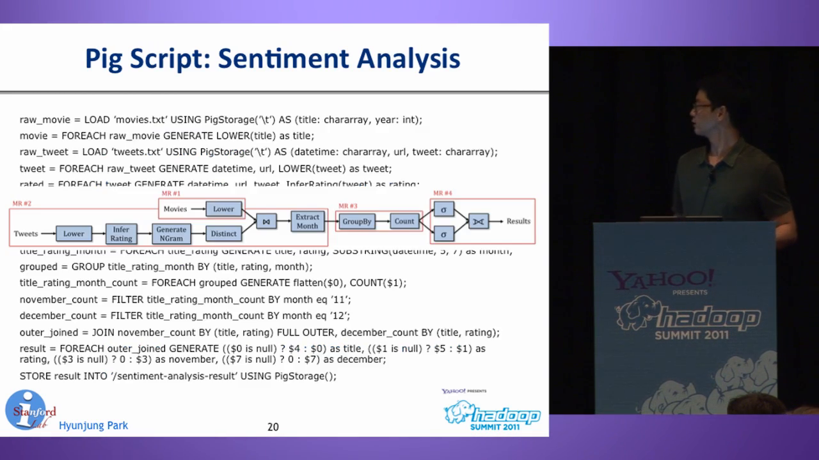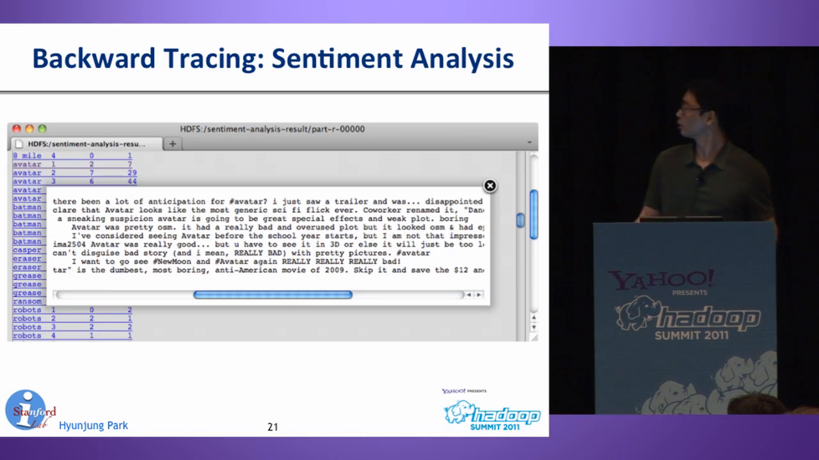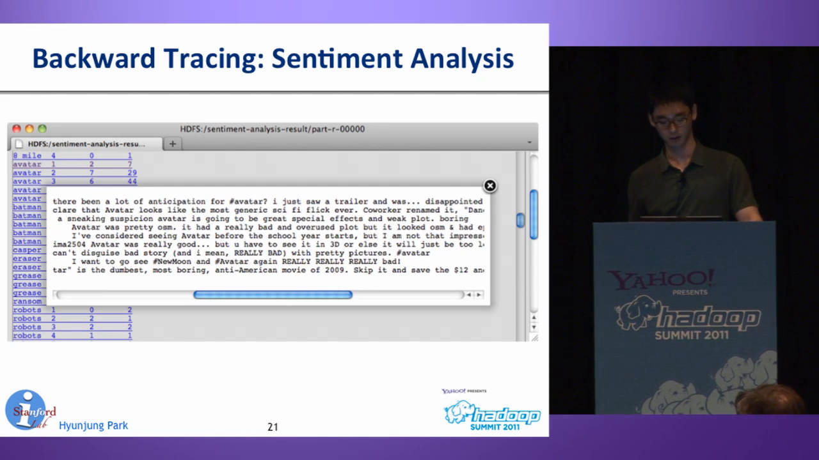So the script looked like this. It's about 20 lines of code, compiling into 4 MapReduce jobs by Pig. So here is a screenshot of a backward tracing. In the background, you can see our output data. For example, there is one tuple. The second one is Avatar, 1 star, 2 tweets in November, 7 tweets in December, right?